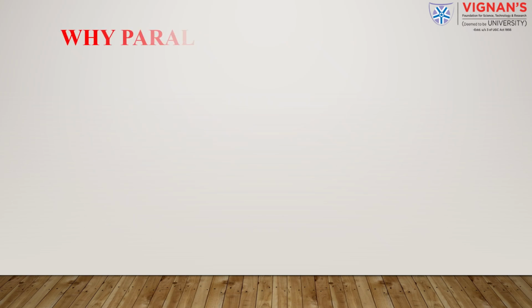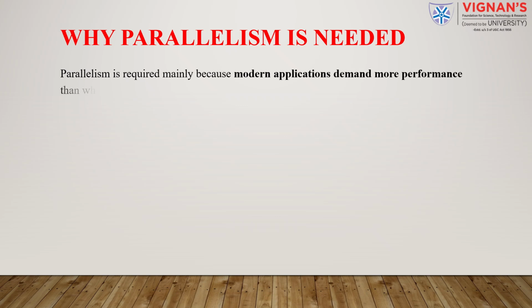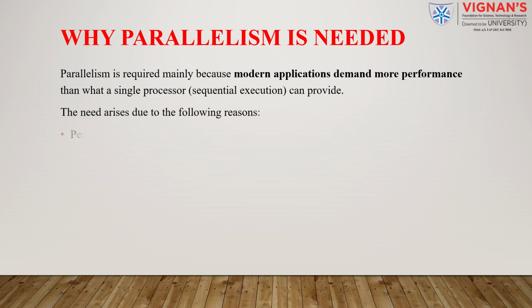So, why is parallelism so critical? Primarily, it is required because modern applications demand far more performance than a single processor using sequential execution can simply provide. The need arises due to several key factors. 1. Performance improvement. Sequential execution processes one instruction at a time. Parallel execution processes multiple instructions simultaneously, leading to faster program execution. High-performance tasks like simulations, ML, gaming, and big data require massive speed.